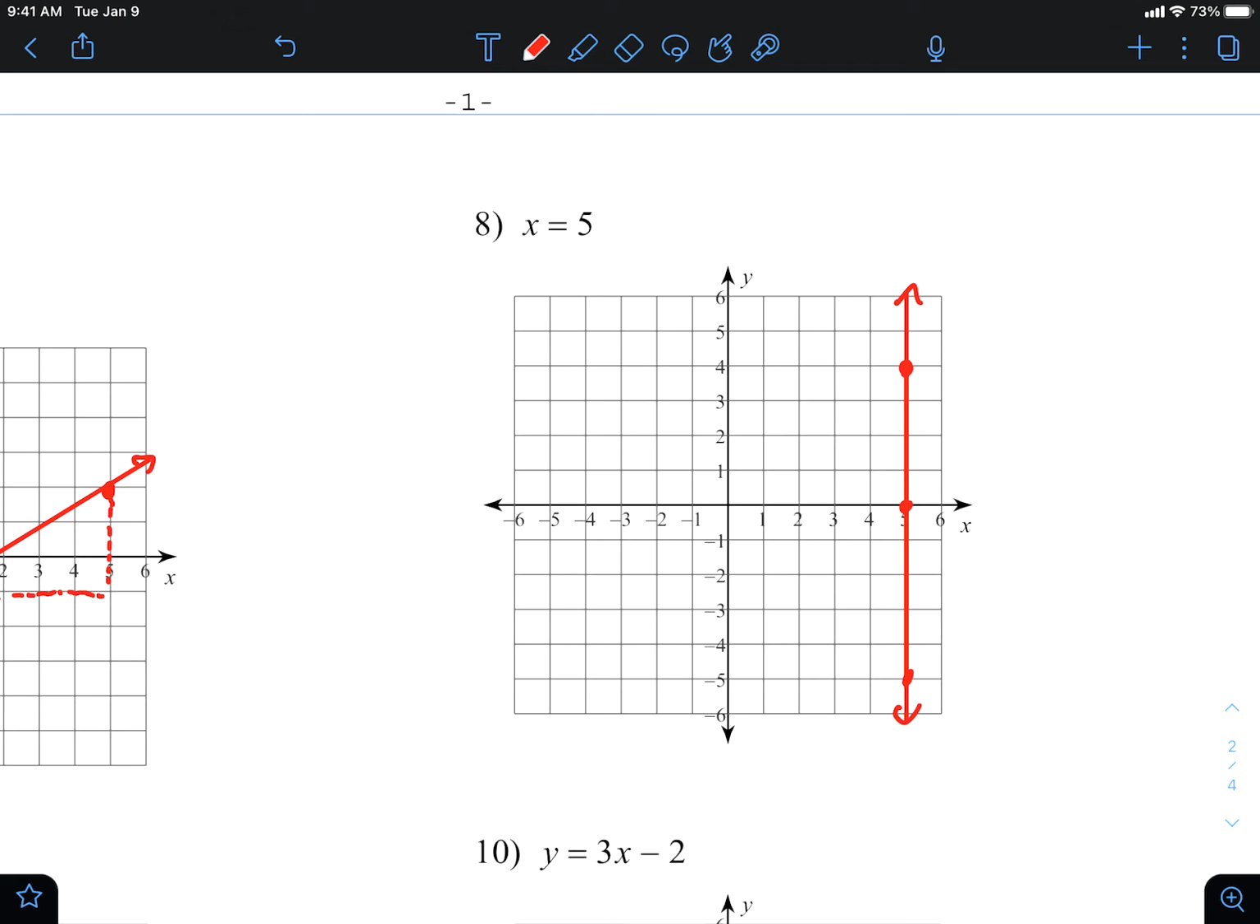So if it's in the form x is equal to some number, we'll say a, it's a vertical line.